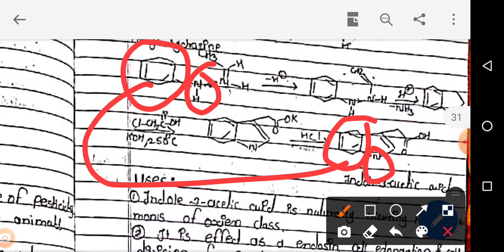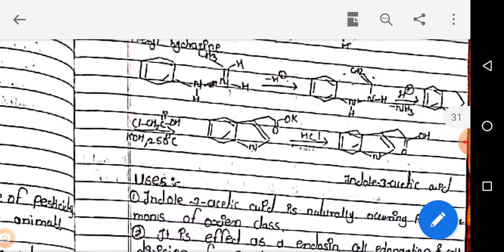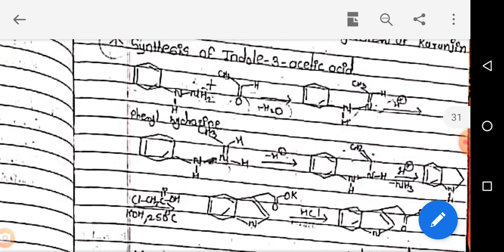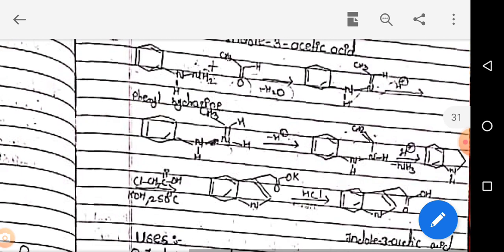This is the phenyl hydrazine structure. By using this phenyl hydrazine structure, you can easily obtain the final product compound, indole acetic acid. This CH2 C double bond OH comes from the aldehyde group.